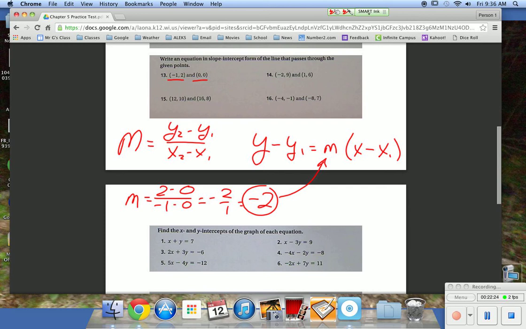Yeah, we can use one of these points, right? Yesterday we used -1 and 2. Let's use 0, 0 this time, because that's the other point. So we say y minus 0 equals -2 times x minus 0. Now these zeros can just go away, and what are we left with? y equals -2x. And then that would be our equation.